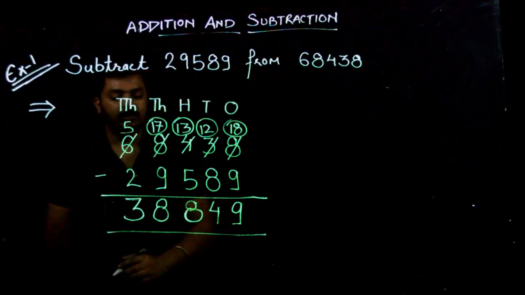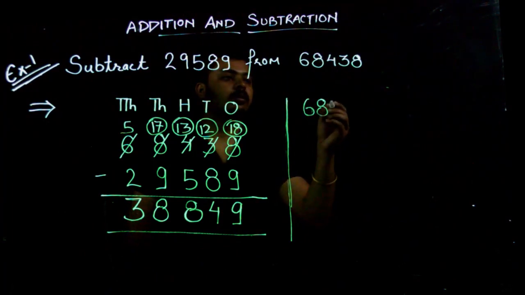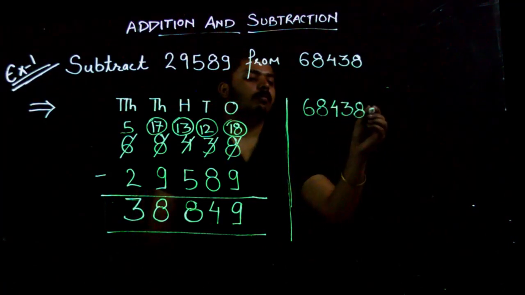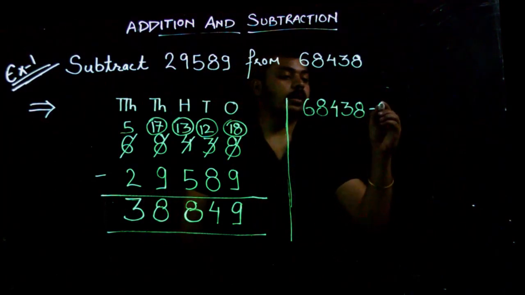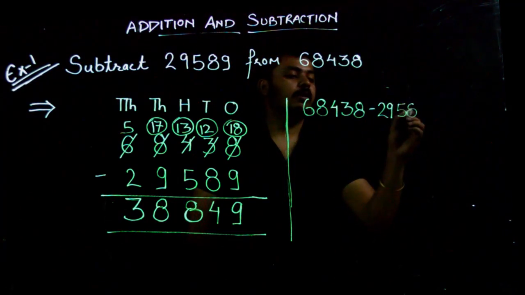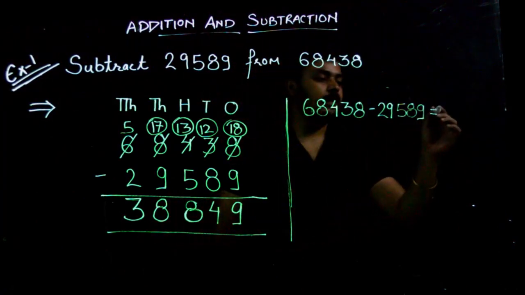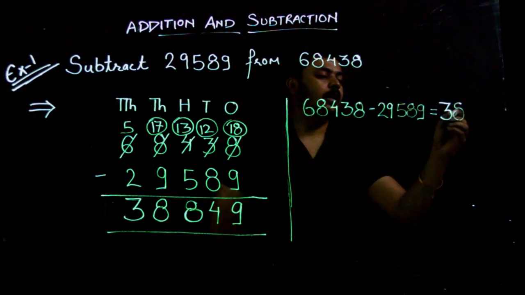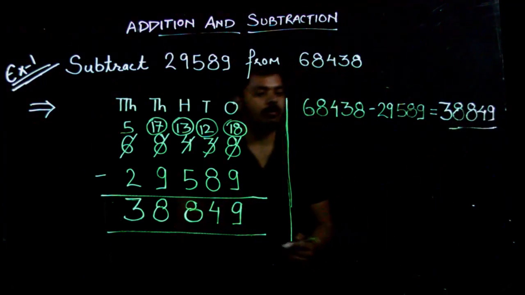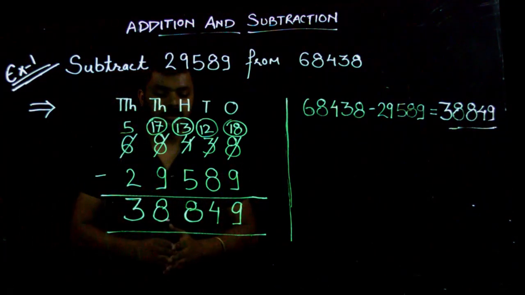So our answer is, you can say, 68,438 minus 29,589 is equal to 38,849. This is our answer. This is how we subtract two numbers by regrouping them.